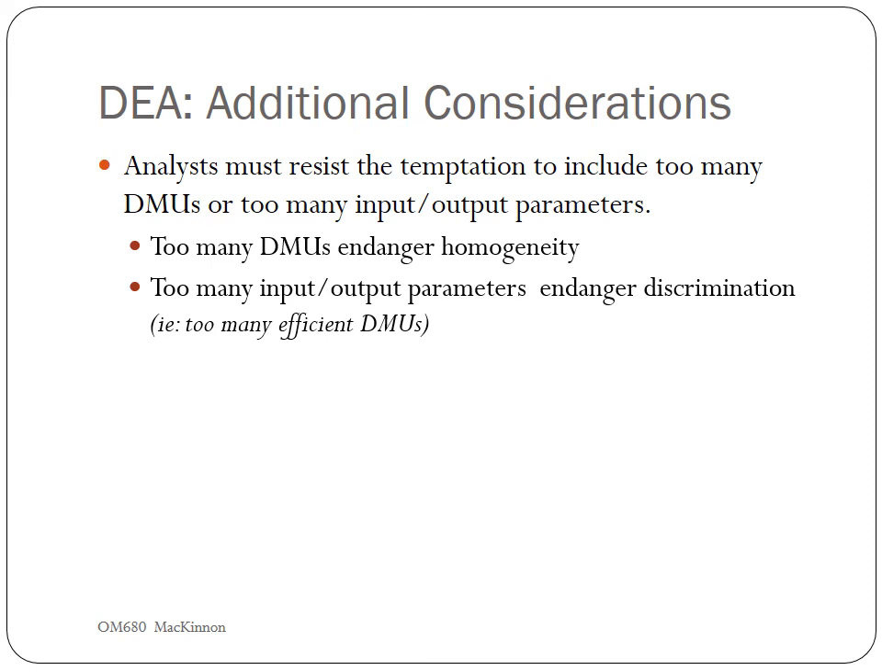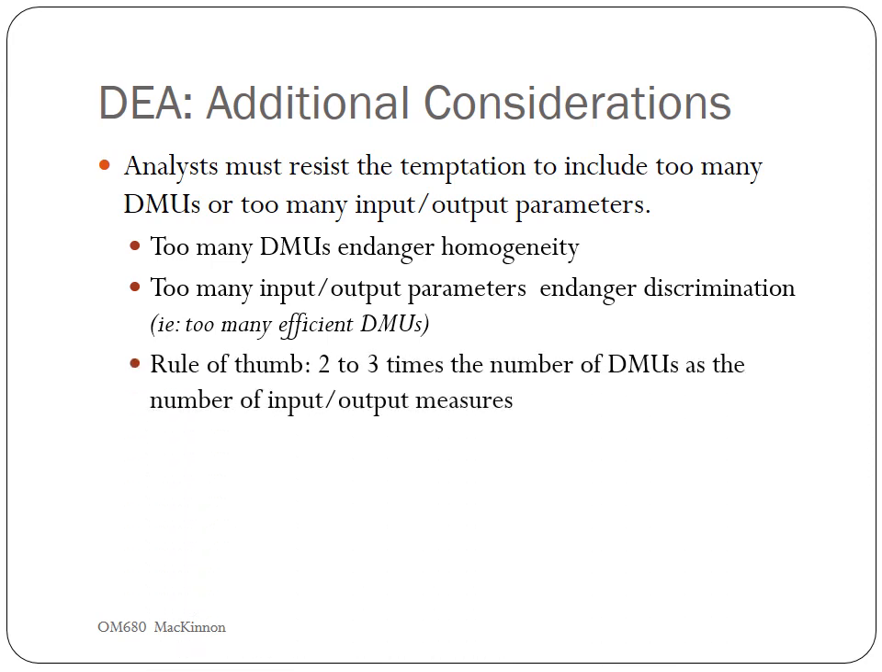The more inputs and outputs you have, the more likely you are to find some arbitrary combination of weights that will make them efficient. And so there is a rule of thumb, and that is 2 to 3 times the number of DMUs as the number of input and output measures together. Okay? Now, this is a very loose rule of thumb. All right? But if you think about it, too many DMUs means that they're most likely not going to be homogeneous. Too many inputs and outputs is going to mean that there are too many efficient DMUs. Neither one of those is what we want.